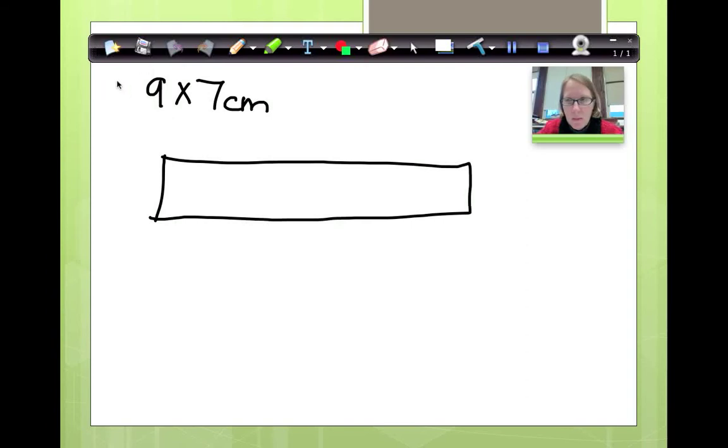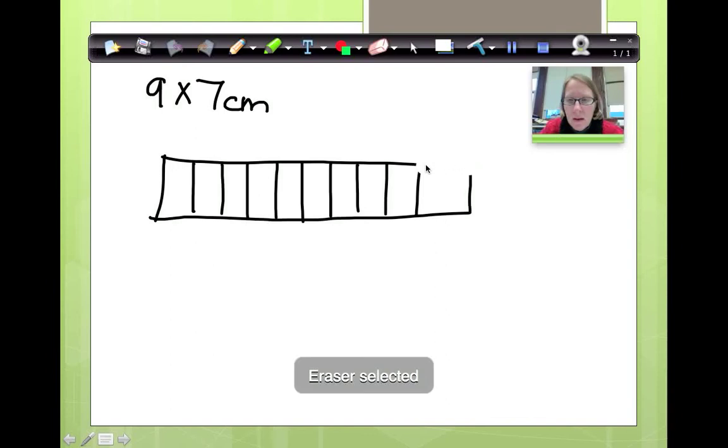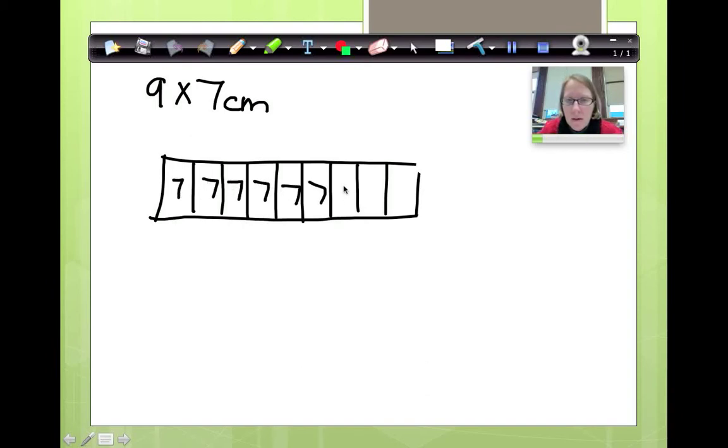Okay, I lost my mouse again. Okay. 1, 2, 3, 4, 5, 6, 7, 8, 9. I think I may have one more. 1, 2, 3, 4, 5, 6, 7, 9. Yep, need to erase this portion right here. Now, each one of those pieces is 7 centimeters, right? Each one of those.